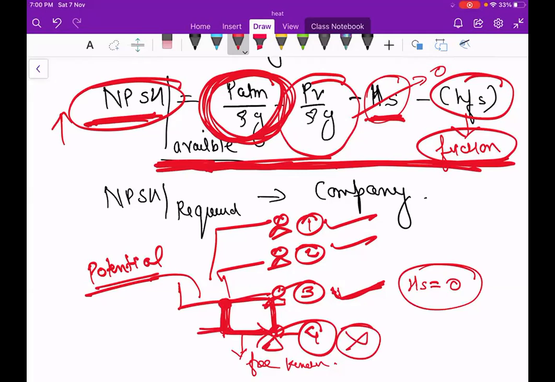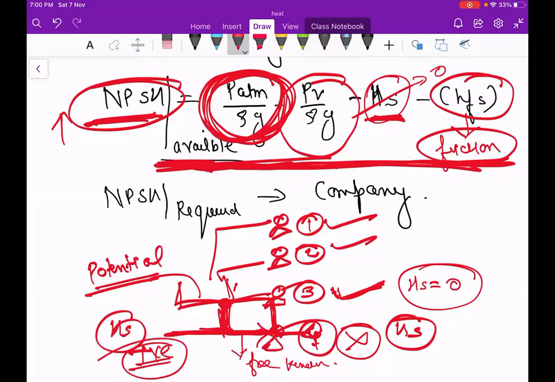But you can see the fourth one, if the tank is upward and you want to go somewhere. Suppose Hs is below the ground, then Hs will be positive. Then it is a positive thing for us.